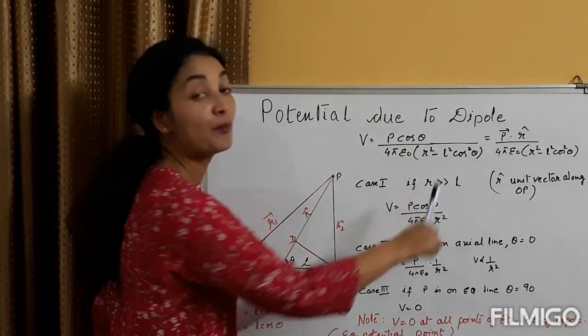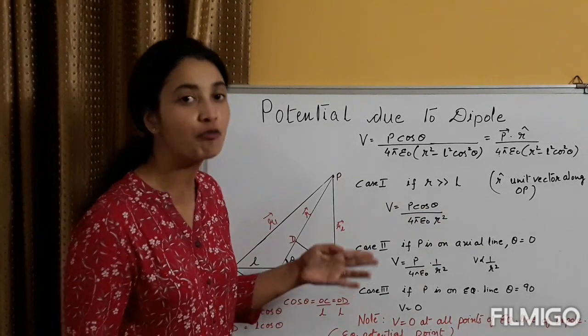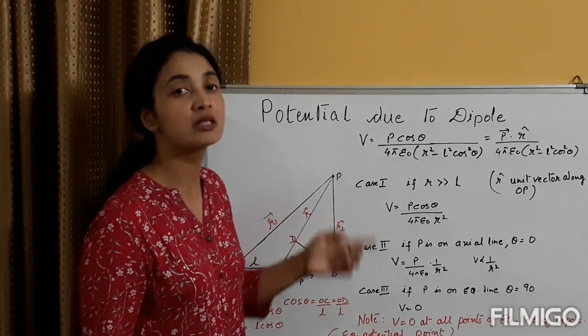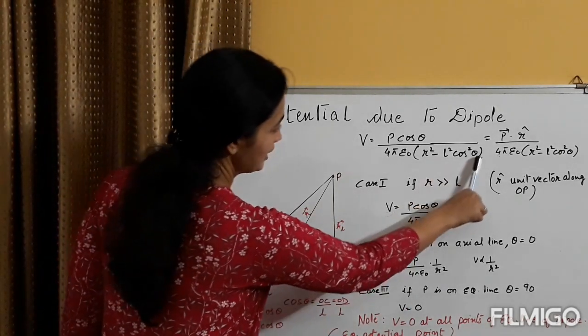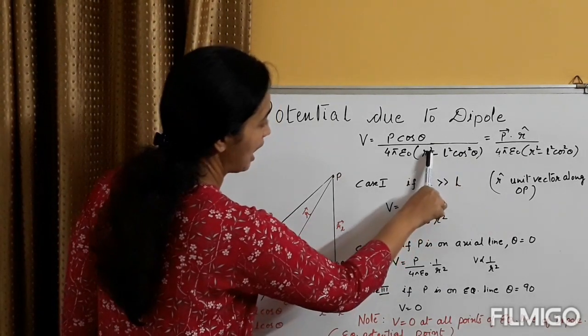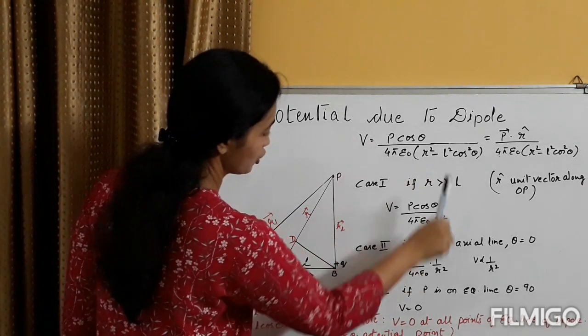First case, if R is much greater than L, that means the observation point is at a far off point, or a very far off distance compared to the length of the dipole. In that situation, this complete term can be neglected and you get only R square here. So P cos theta upon 4 pi epsilon naught R square.